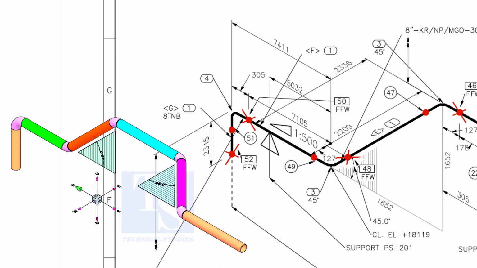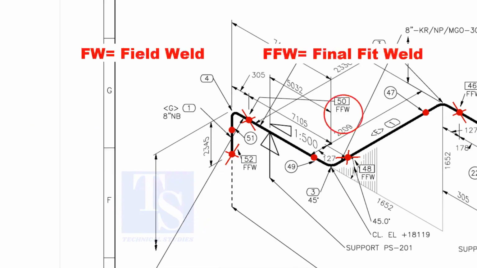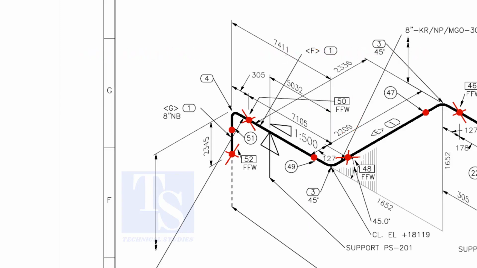In the drawing, you can see the terms like FW and FFW. What is this? FW stands for field weld. FFW means final fit weld. An additional length of pipe is added to the calculated dimension at an FFW for field trim allowance. As per the drawing, the length of this pipe is 7,105 mm. But we will fabricate a minimum length of 7,205 mm pipe.